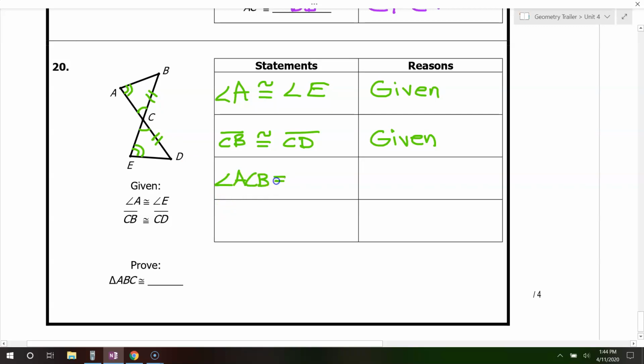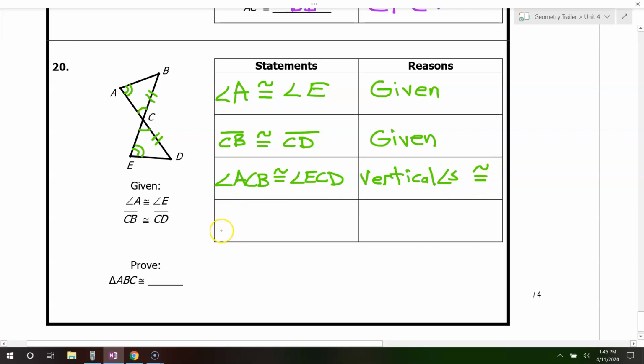Angle ACB is congruent to angle ECD. And we mark these because they are vertical angles. So the reason will be vertical angles are congruent. Or you could say vertical angle theorem.